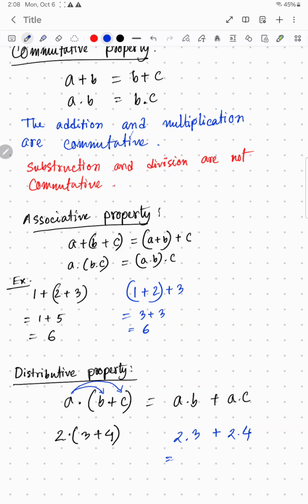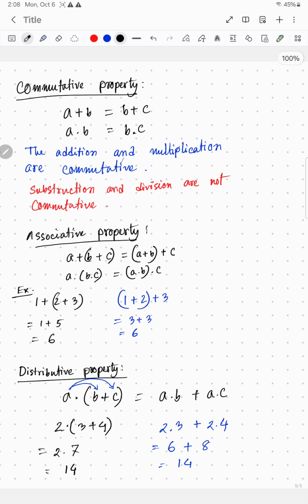Right, so let's do this first. 2 times 3 is 6, 2 times 4 is 8, together we get 14. Now what happens on this left side? First we do the parentheses, right? What do we have inside the parentheses? 3 plus 4. So 3 plus 4 is 7. What is 2 times 7? That's 14. So in both of these cases, we get 14. So remember, this is the distributive property.